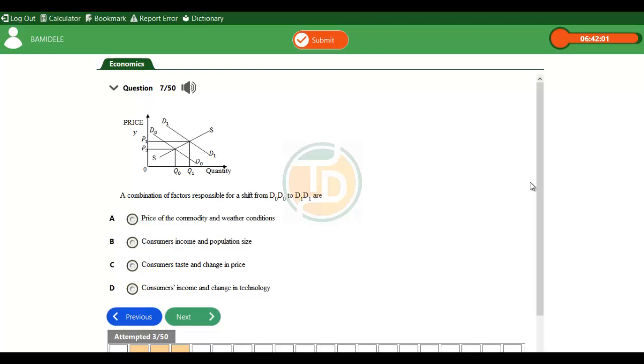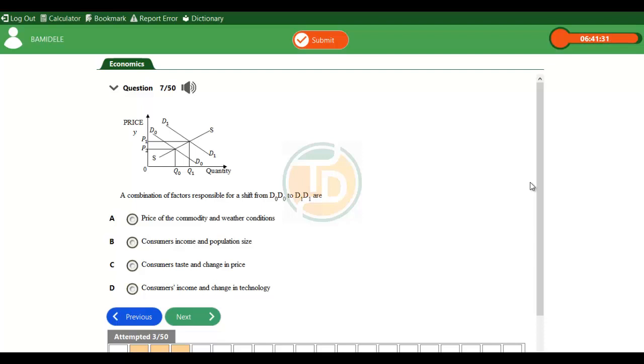So if you look at this question, you need to understand what is called change in demand and change in quantity demanded. Change in demand is caused by all factors that affect demand except price of the commodity, which means all factors that influence demand can cause change in demand. The only factor that cannot cause change in demand is change in price of the commodity, while change in quantity demanded is caused only by changes in price of the commodity.